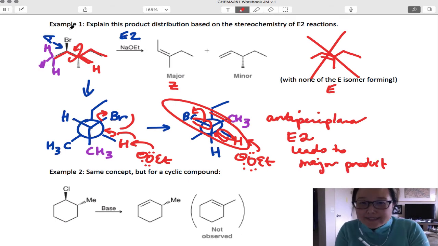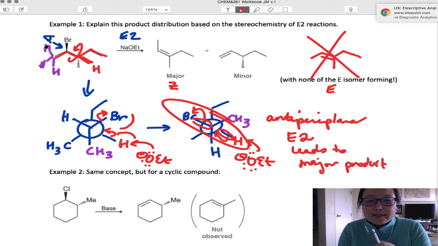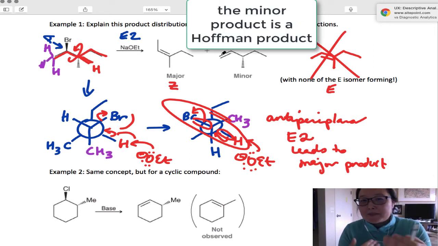And also notice that the minor product is not the E isomer, so the Z is formed preferentially because of the orbital alignment, but also you've got antiperiplanar hydrogens out here as well. So one of these hydrogens could be antiperiplanar to the bromine. Let's say it's the one in the back here. Okay, so you're going to get some of those also being antiperiplanar, so they compete with each other.